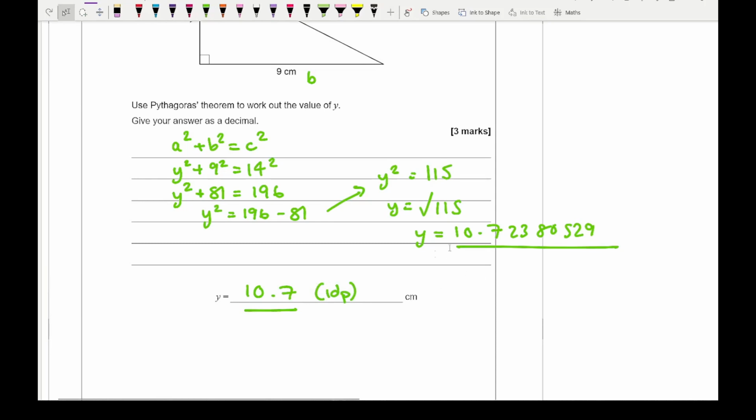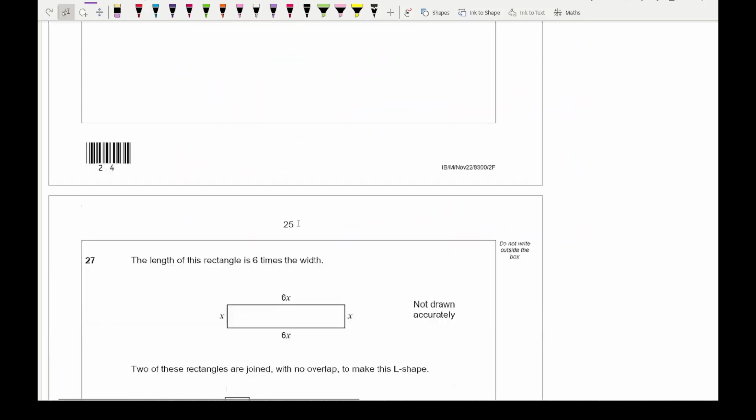Now if you were confused and not so great with your rounding, then I would strongly recommend you just copy the answer from your calculator, because it doesn't specify how they want you to round it.